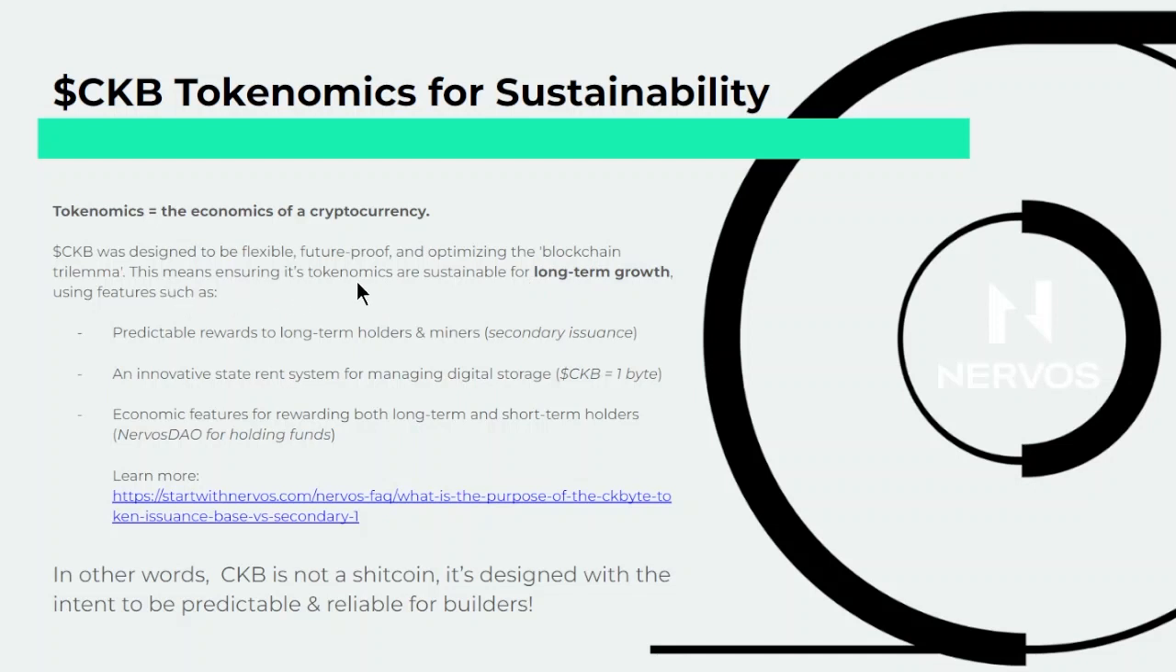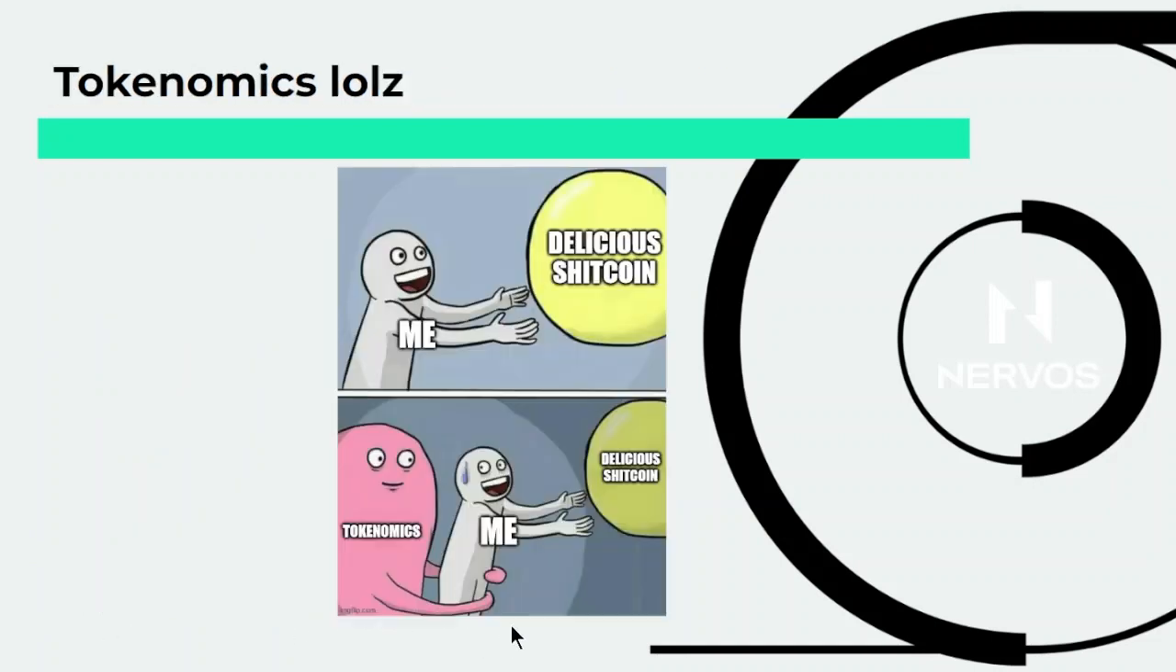This means ensuring its tokenomics are sustainable for long-term growth using features such as predictable rewards to long-term holders and miners, an innovative state rent system. Again, you have to incentivize miners to hold your decentralized digital storage. So, an innovative state rent system for managing digital storage, and additional economic features for rewarding both long-term and short-term holders, such as the Nervos DAO. That is a whole other presentation in itself, but I definitely recommend you head to startwithnervos.com and check it out if you're interested in learning more. But essentially what to gather from all this is that CKB is not a shitcoin, and it's designed with the intent to be predictable and reliable for builders.